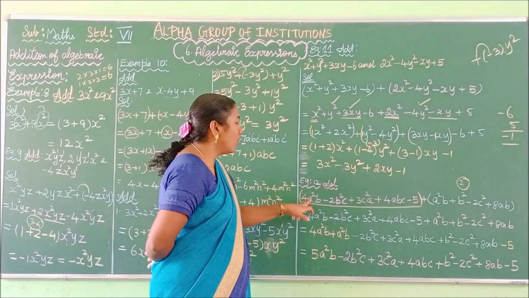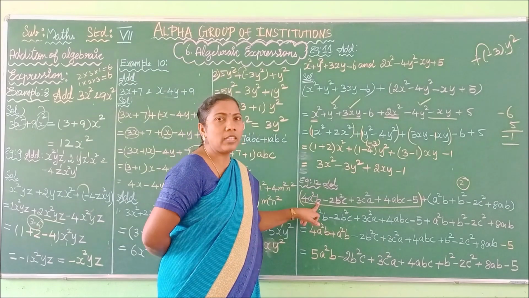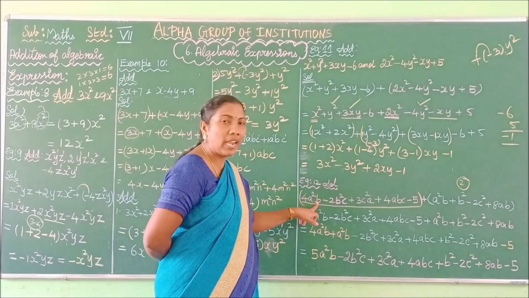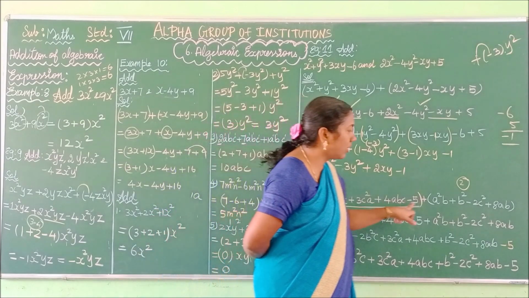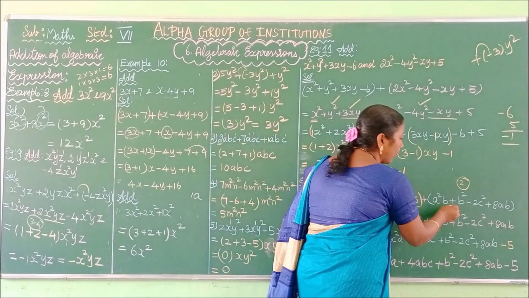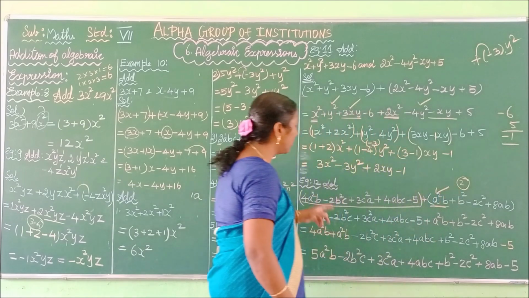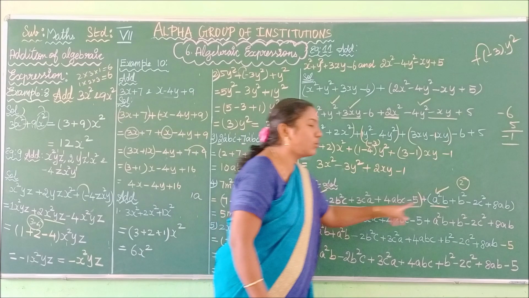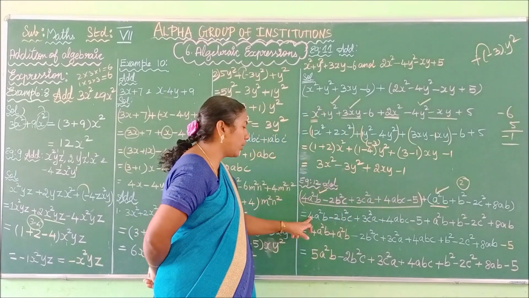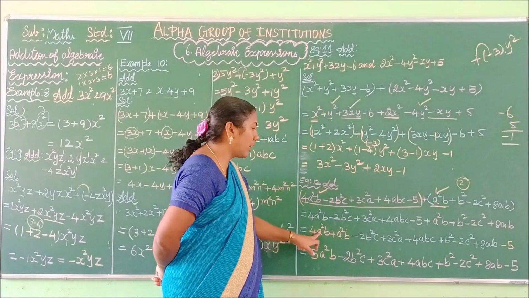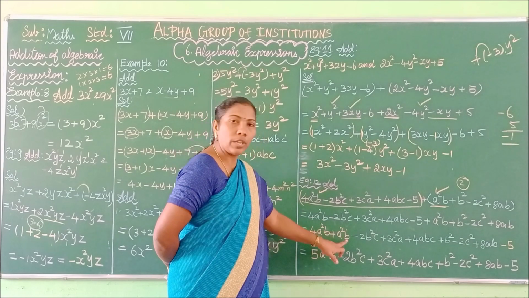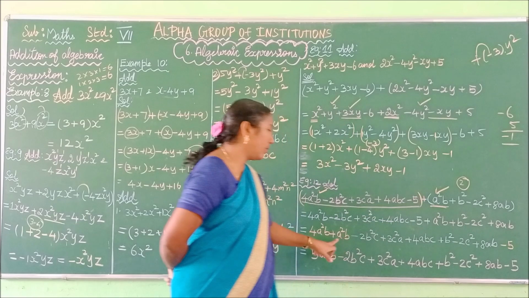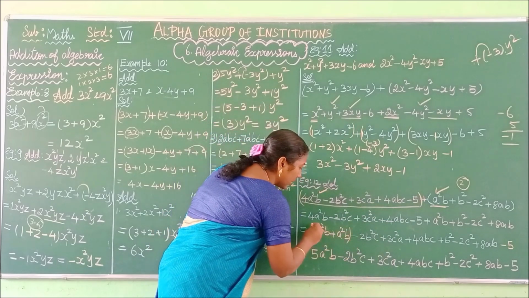See here, 4a square b. Check whether any of the terms contain this term, that is a square b. Let us check. See here we have a square b, a square b. So these two terms are like terms, and you have to collect these two terms. So 4a square b plus a square b. We are segregating the like terms here.